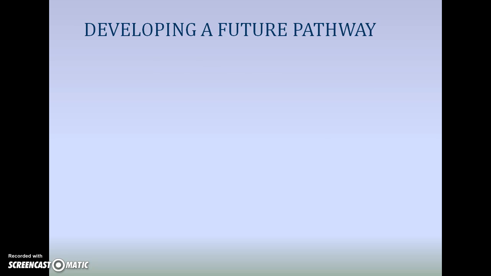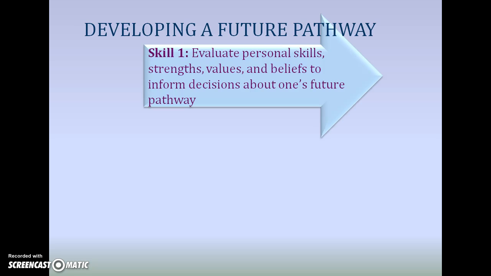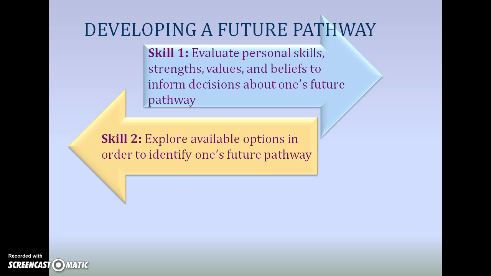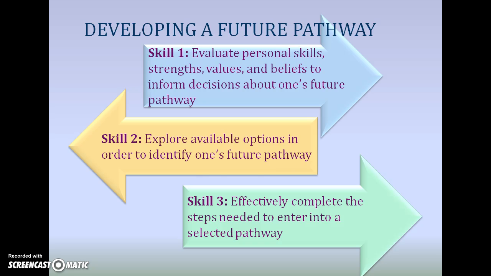Developing a future pathway. Skill 1. Evaluate personal skills, strengths, values, and beliefs to inform decisions about one's future pathway. Skill 2. Explore available options in order to identify one's future pathway. Skill 3. Effectively complete the steps needed to enter into a selected pathway.